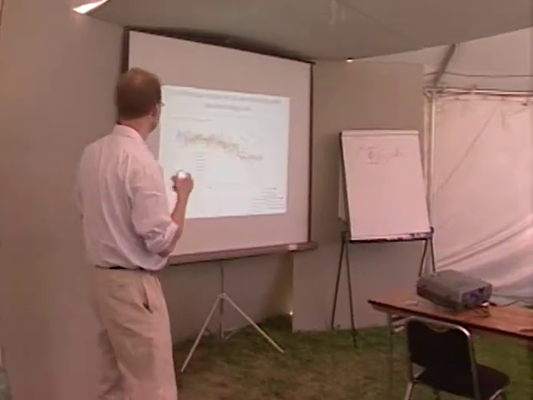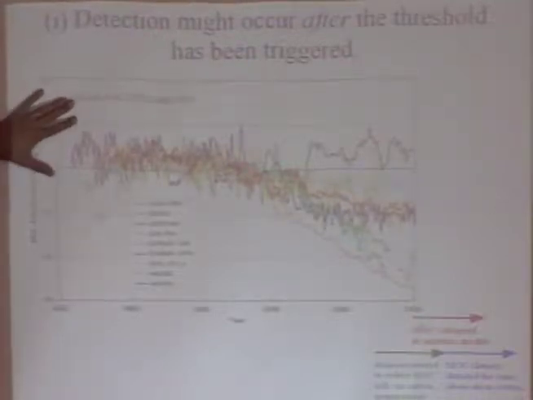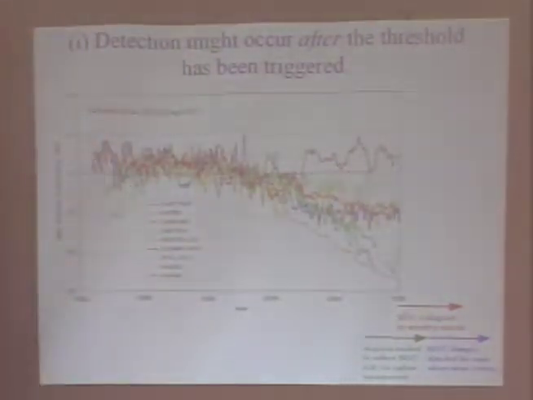Okay, same picture as before. We have seen this before. Detection might occur after the threshold has been triggered. Picture by Kubash, which we've discussed before. I just want to say, in sensitive models, for a number of reasons where the MOC actually might have collapsed or crossed the threshold, the collapse might occur on a timescale of 100 years from now.